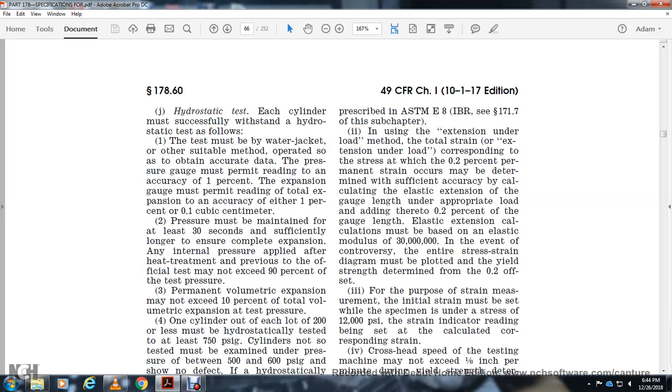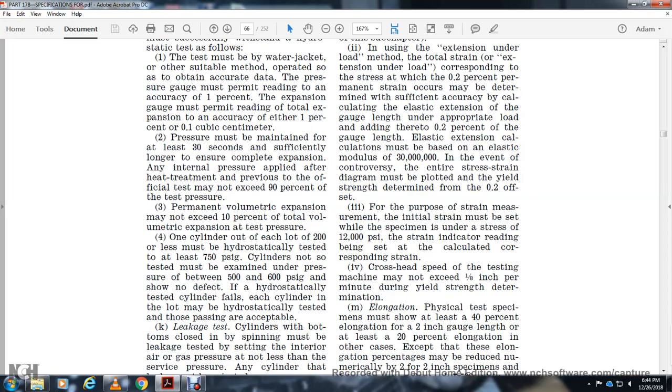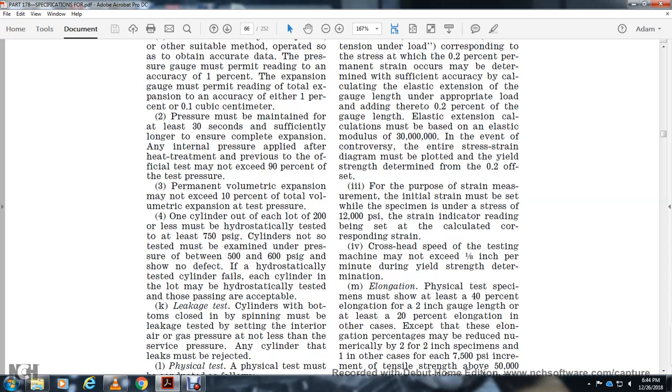For the purpose of strain measurement, the initial strain must be set with the specimen under a stress of 1200 psi, with a strain indicator reading, and the corresponding strain calculated. Cross head speed of the testing machine must not exceed 1/8 of an inch per minute during yield strength determination.